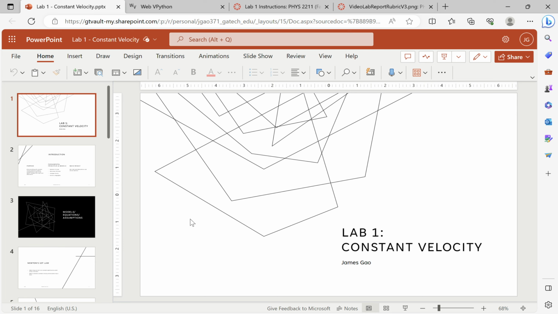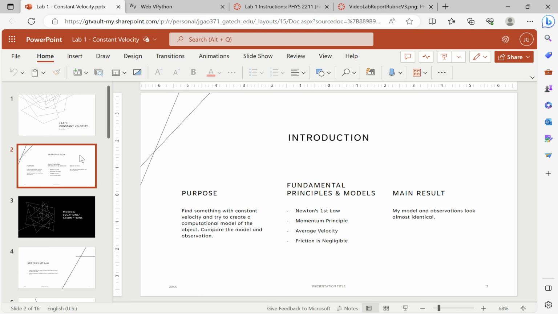Today we're going to be going over my physics 1 lab regarding constant velocity. So let's go over the purpose, which is to find something with constant velocity, to try to create a computational model of that object, and to then compare the two. Some fundamental principles and models that I used were Newton's first law, the momentum principle, the definition of average velocity, and the assumption that friction is negligible. And my main result is that my model and observation look basically the same.